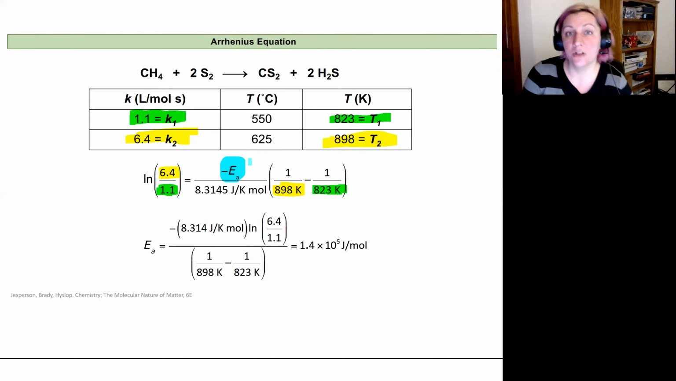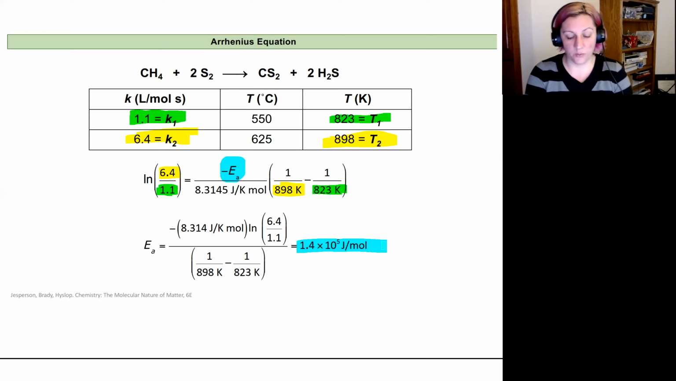And that's what I do. So I rearrange this equation and I solve for an activation energy that's 1.4 times 10 to the fifth joules per mole. And with this type of equation, typically just inputting the data is the easy step, but then actually getting something out of your calculator that makes sense is the harder step. It might take a little bit of practice.